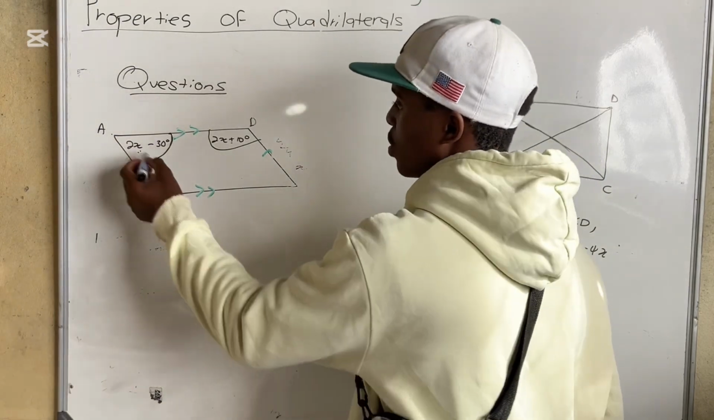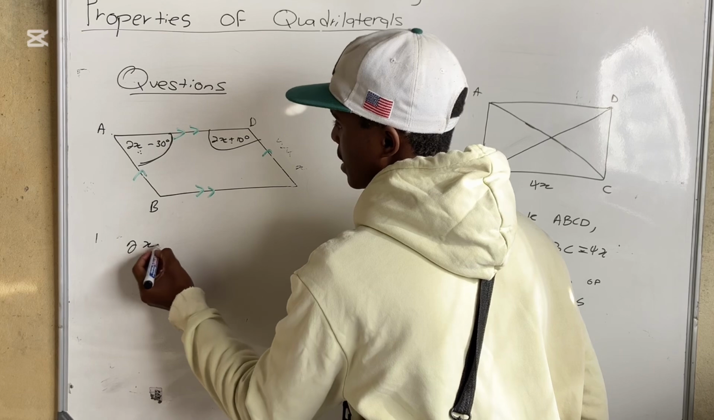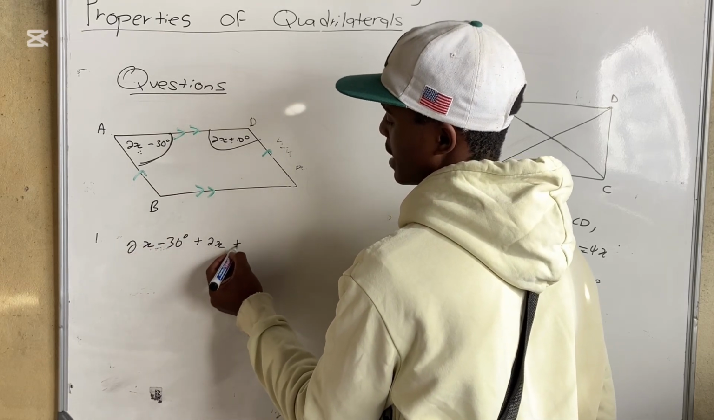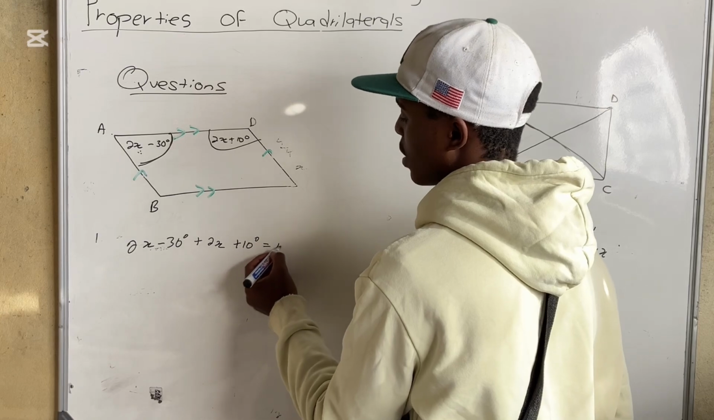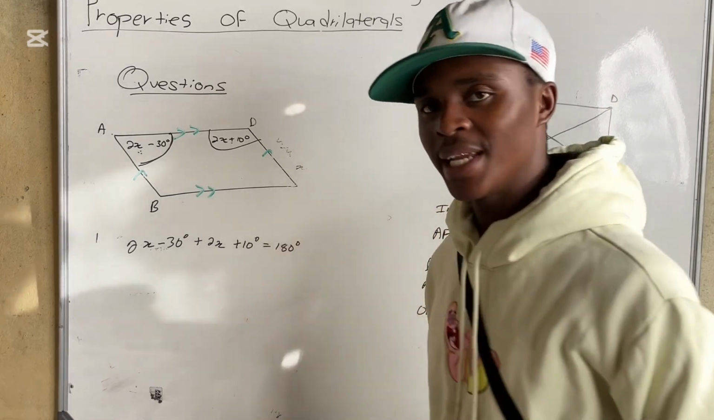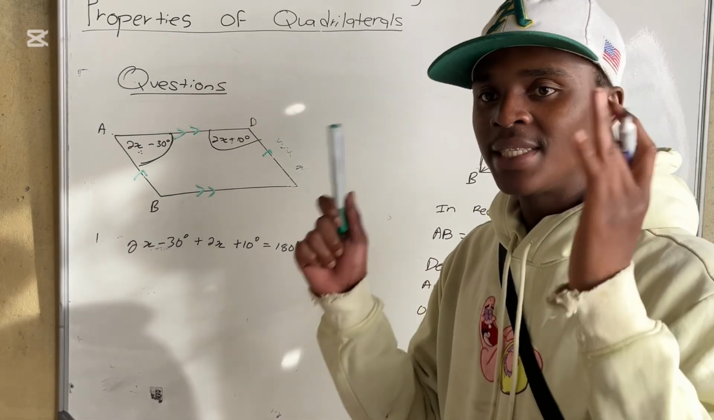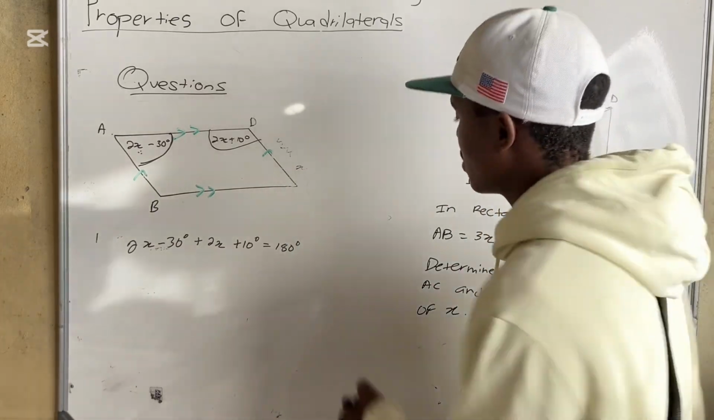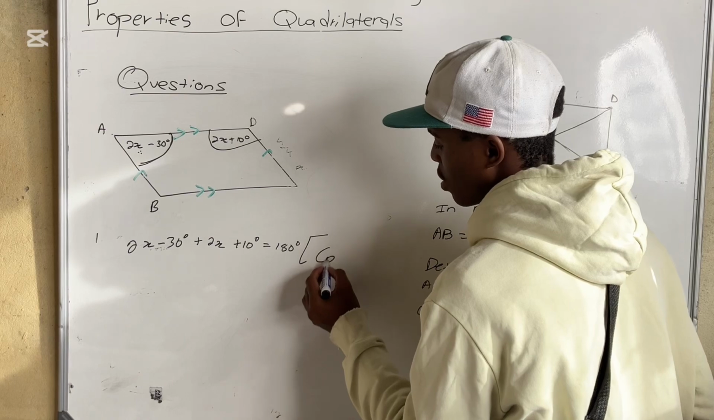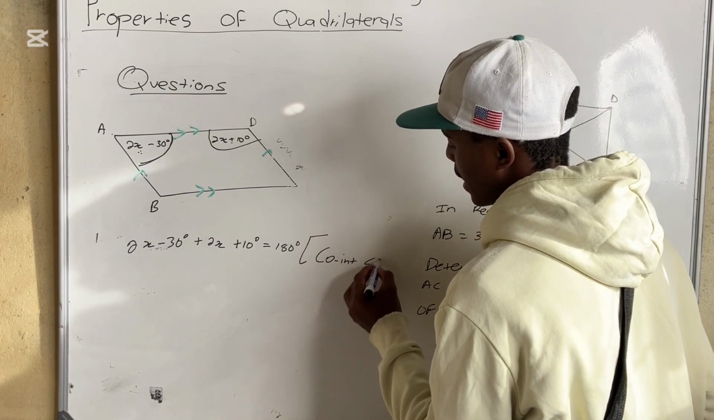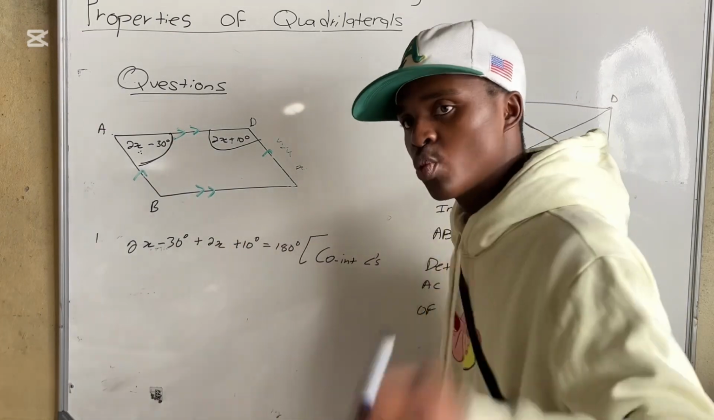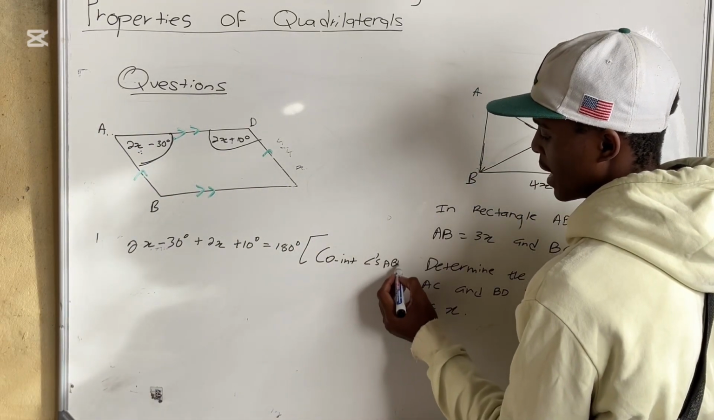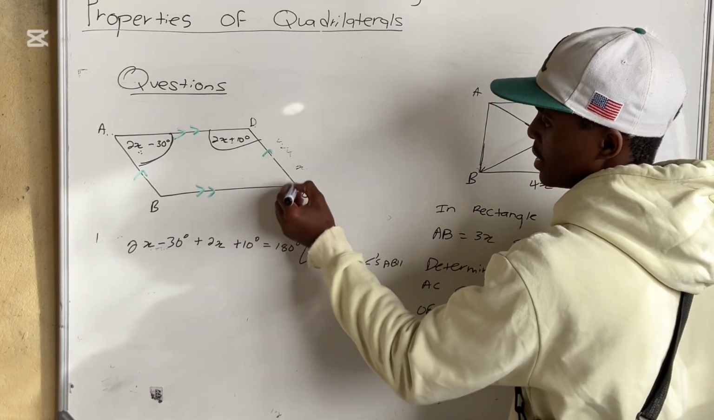As I said, we're going to add these and say 2x minus 30 degrees plus 2x plus 10 degrees. They are equals to 180. Where does the 180 come from? Co-interior. And remember that time I said corresponding, it's co-interior, not corresponding. So it's co-interior angles. Then you show us which lines are parallel. So it's AB parallel to CD.